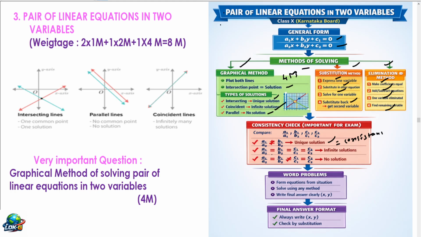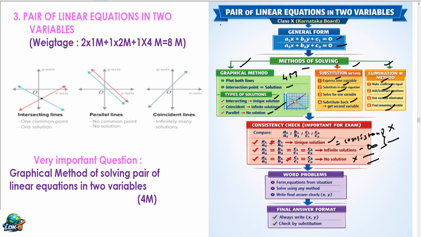If A1 upon A2 is equal to B1 upon B2 is equal to C1 upon C2, then it will have infinite number of solutions and therefore it is also consistent. If A1 upon A2 is equal to B1 upon B2 is not equal to C1 upon C2, then it has no solution. Lines will be parallel, here coincident, here intersecting.